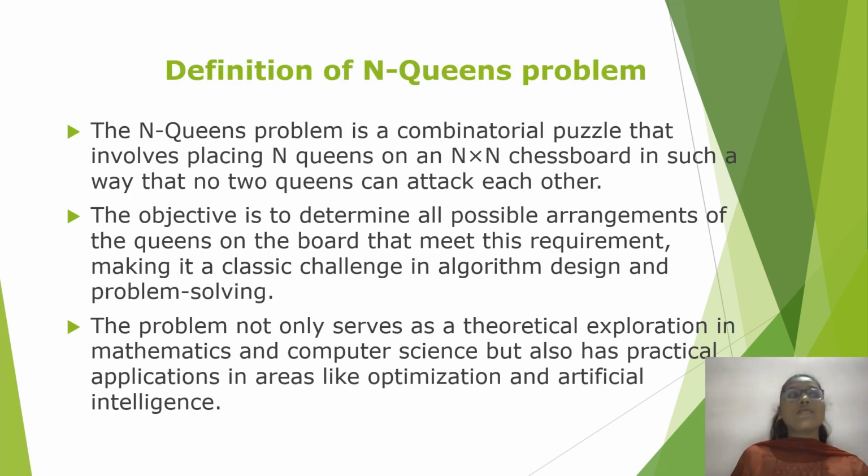Next, definition of N-Queens problem. The N-Queens problem is a combinatorial puzzle that involves placing N queens on an N by N chessboard in such a way that no two queens can attack each other. The objective is to determine all possible arrangements of the queens on the board that meet this requirement, making it a classic challenge in algorithm design and problem solving. The problem not only serves as a theoretical exploration in mathematics and computer science but also has practical applications in areas like optimization and artificial intelligence. This is the definition of N-Queens problem.